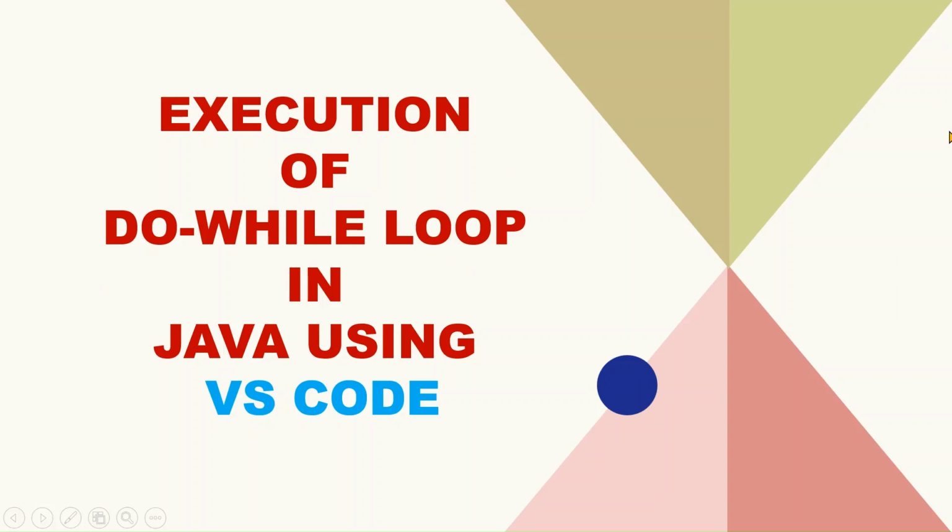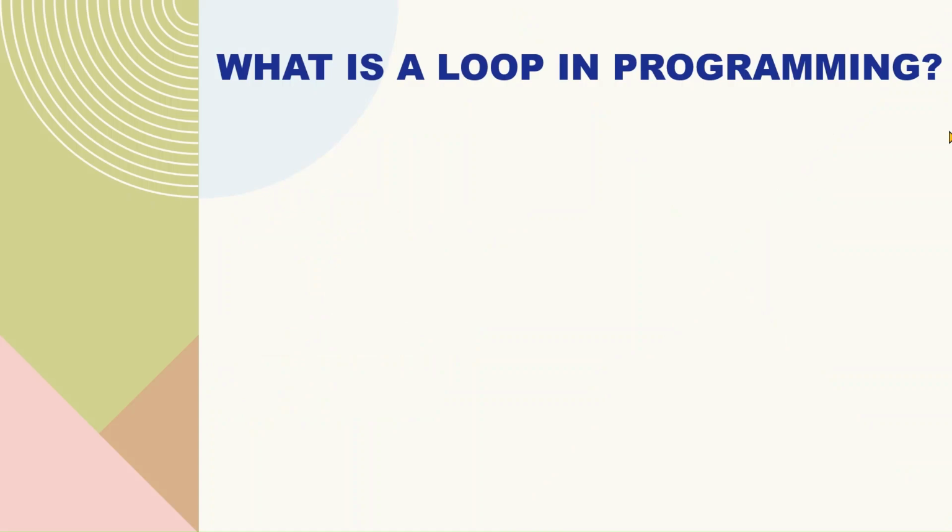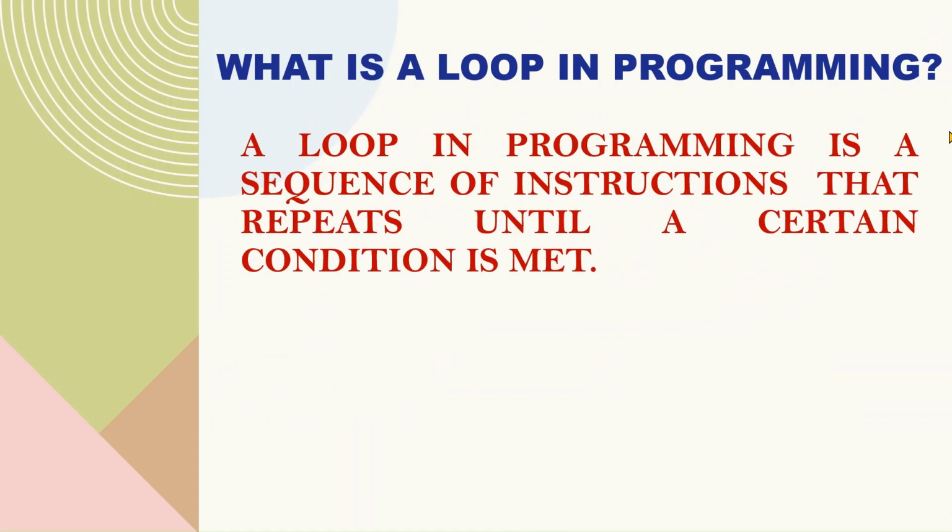Today I'll show you the execution of do-while loop in Java using VS Code. What is a loop in programming? A loop in programming is a sequence of instructions that repeats until a certain condition is met.